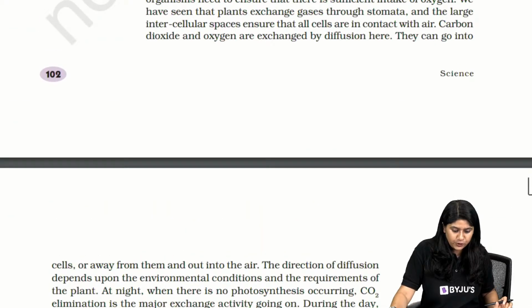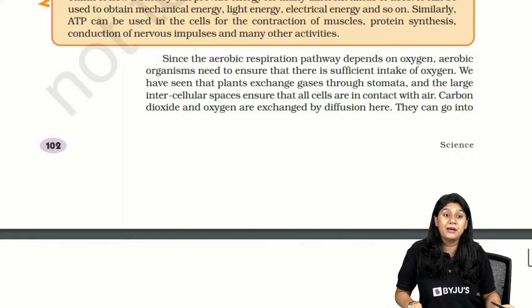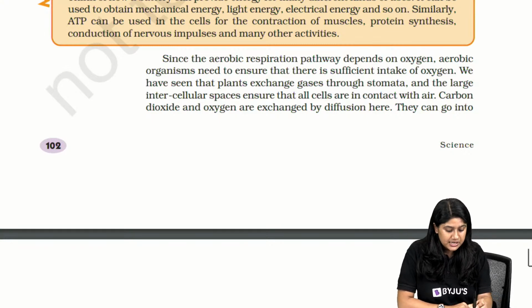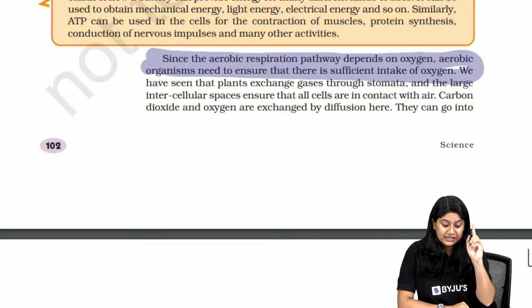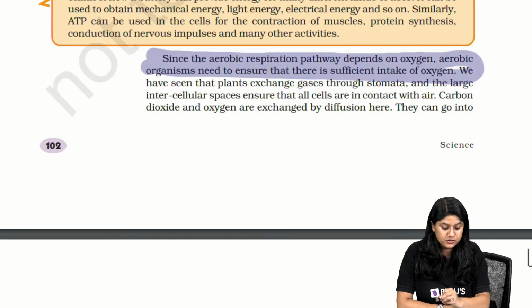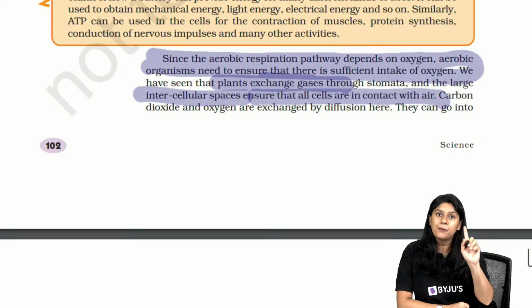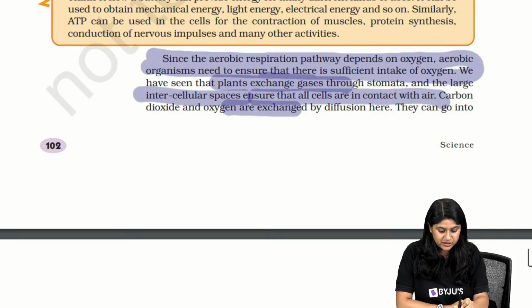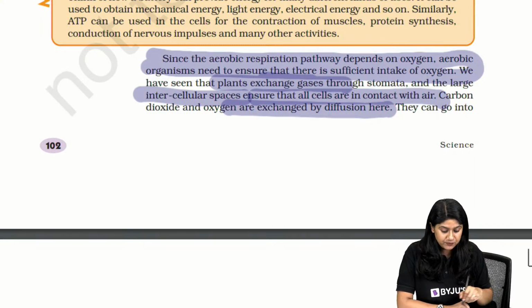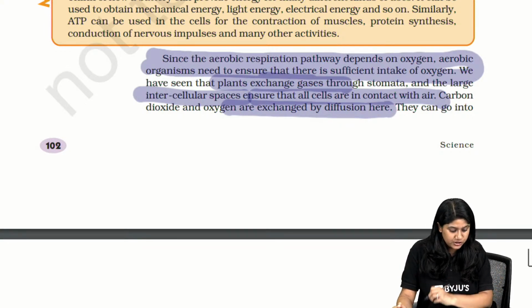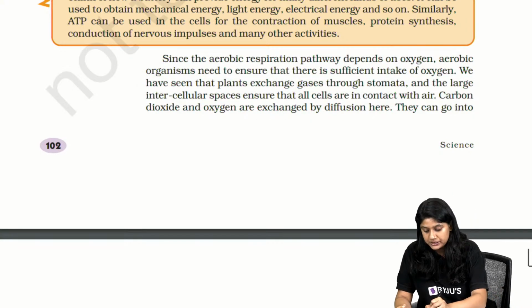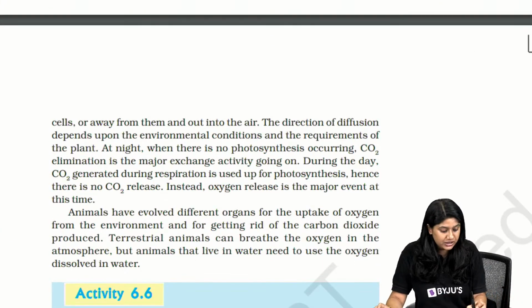Now everyone, I want you to read this paragraph. Please pay attention. Since aerobic respiration pathway depends on oxygen, an aerobic organism needs to ensure sufficient intake of oxygen. We see in plants, exchange happens through stomata, large intercellular spaces so that all cells are in contact with air. Carbon dioxide and oxygen get exchanged by the diffusion process, they can go into the cell and away from them. The direction of diffusion depends on the environmental condition and requirements of the plant. Clear? Then in the next paragraph, they're talking about the night.